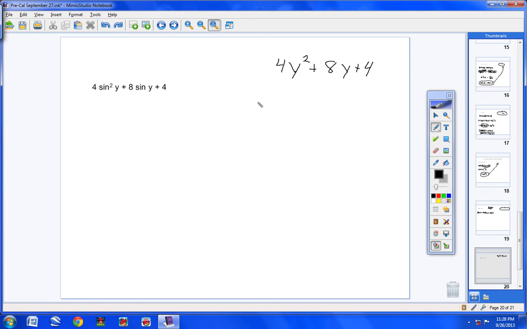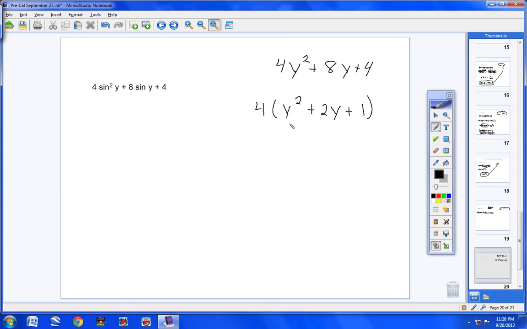In fact, I'm going to prove it to you right now. Let's factor this. What's step 1? Pull out what's common. Does every term have a y? No, not at all. However, I can pull out a 4. That's the largest number that goes into 4 and 8 and 4. So factor out a 4, and you're left with y squared plus 2y plus 1. 4 times y squared is 4y squared, 4 times 2y is 8y, 4 times 1 is 4.